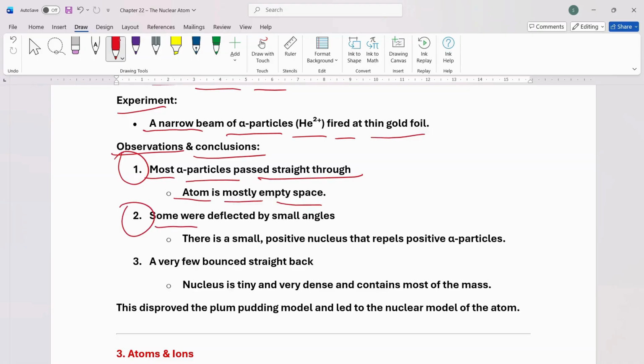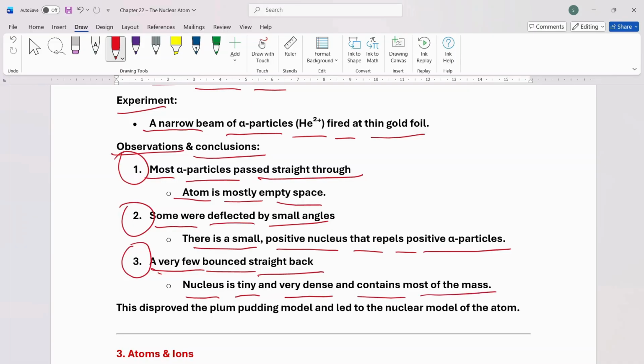Number 2, some were deflected by small angles. There is a small positive nucleus that repels positive alpha particles. Number 3, a very few bounced straight back, which means that the nucleus is tiny and very dense and contains most of the mass. This disproved the plum pudding model and led to the nuclear model of the atom.